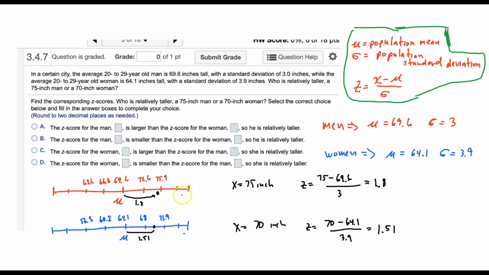So you can see that the man is taller relative. Not only is the man taller overall, but he's taller relative to the average. So he's further away from average than this woman is. So that's an important concept to understand with z-scores, standard deviations, and means.